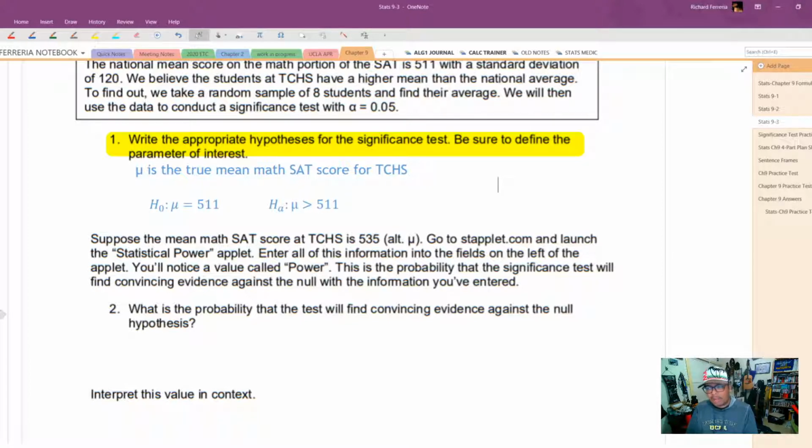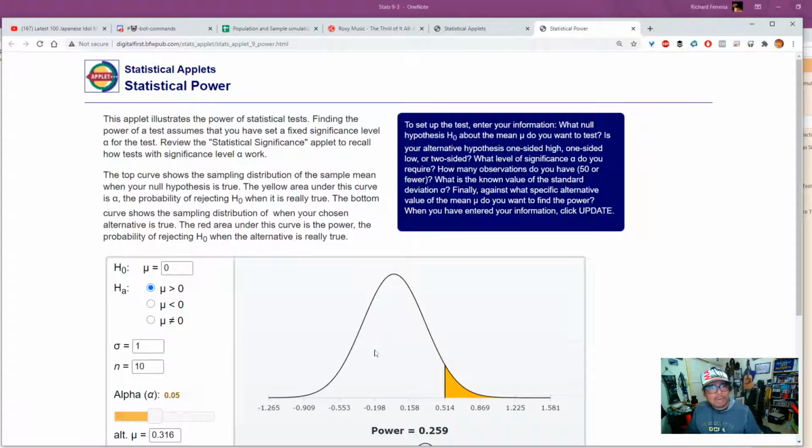Go to statlet.com, launch the Statistical Power applet, and then enter all the information into the fields, and you'll notice a value called power. This is the probability that the significance test will find convincing evidence against the null you've entered. So before we get too far into that, here is that applet.